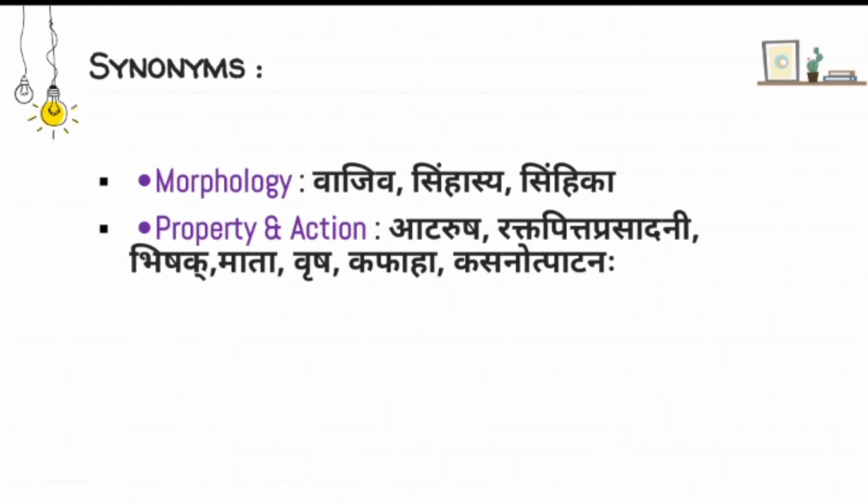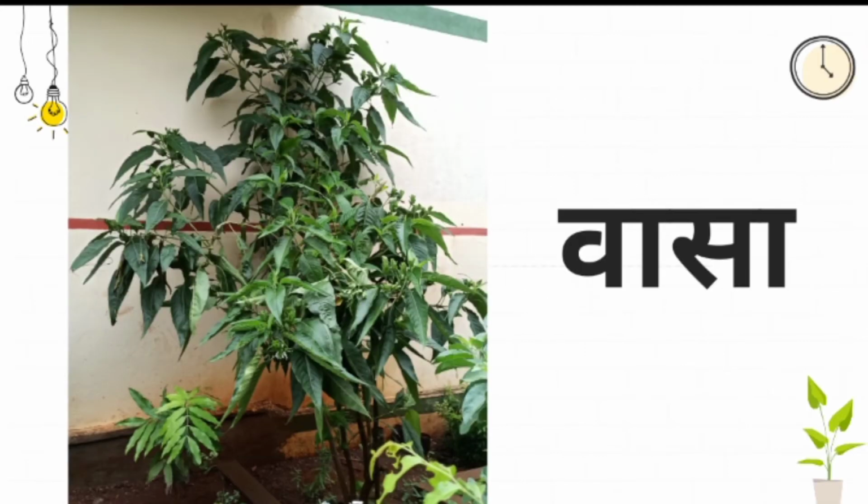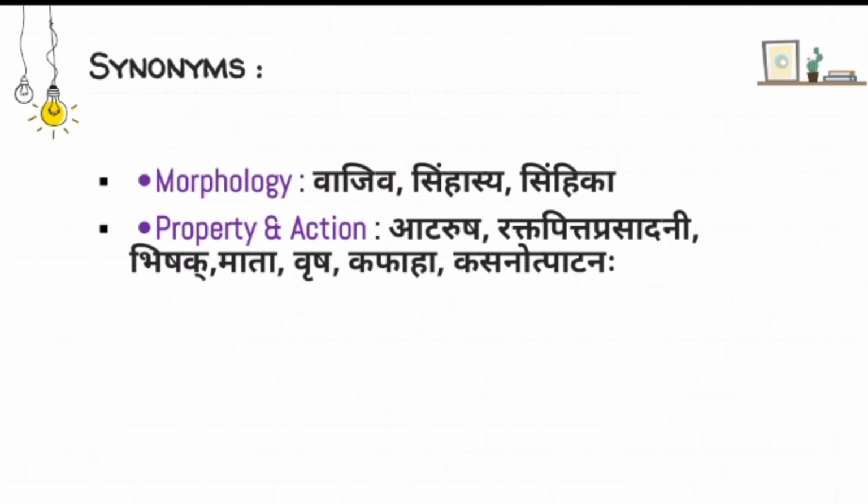Kafaha: Kafam Hanti iti. It acts as an expectorant and has a mucolytic action. That's why it is called Kafaha. It is indicated in most upper respiratory disorders. It is the choice of drug in tuberculosis, asthma, bronchiolitis, and almost all upper and lower respiratory tract disorders. Kasanotpatanaha, or Kasanashakaha: it reduces kasa and is the choice of drug in kasa. Utpatana means the one which removes out of the body, which subsides or cures kasa. That's why it is called Kasanotpatana, nothing but Vasa.